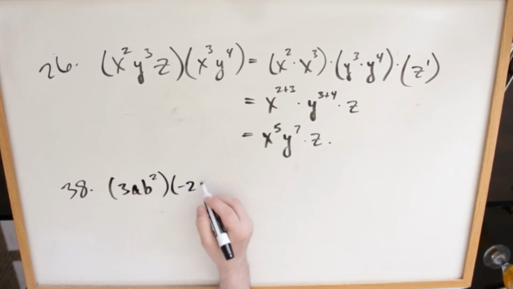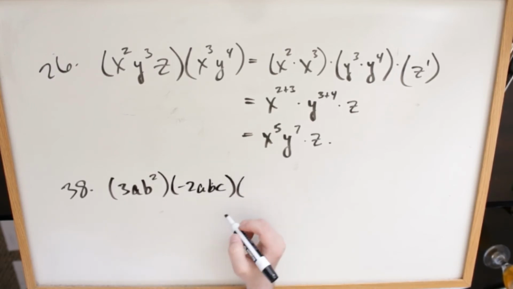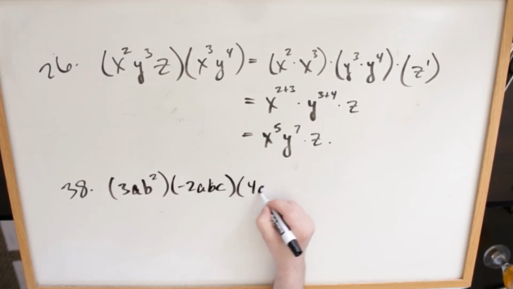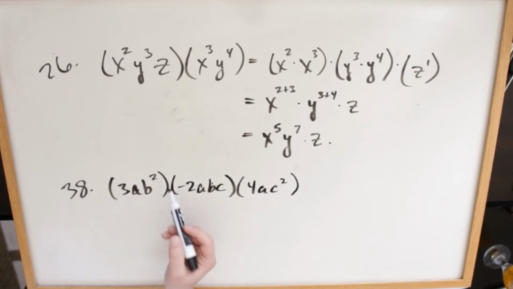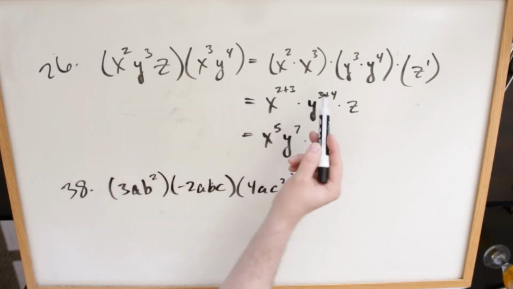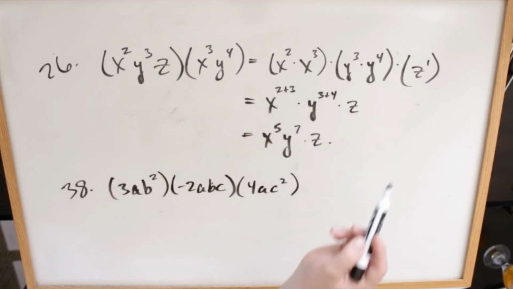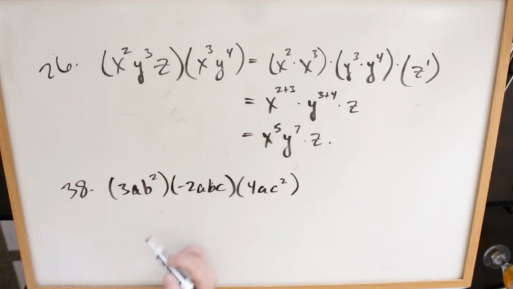Minus 2abc. Got lots of things going on here. 4ac squared. Okay. So now what I want to do is I'm going to encourage you to actually go ahead and combine, just like we were combining up here, the things that were all the same. So the x's are together, the y's are together, the z's are together. We'll do the same thing down here.